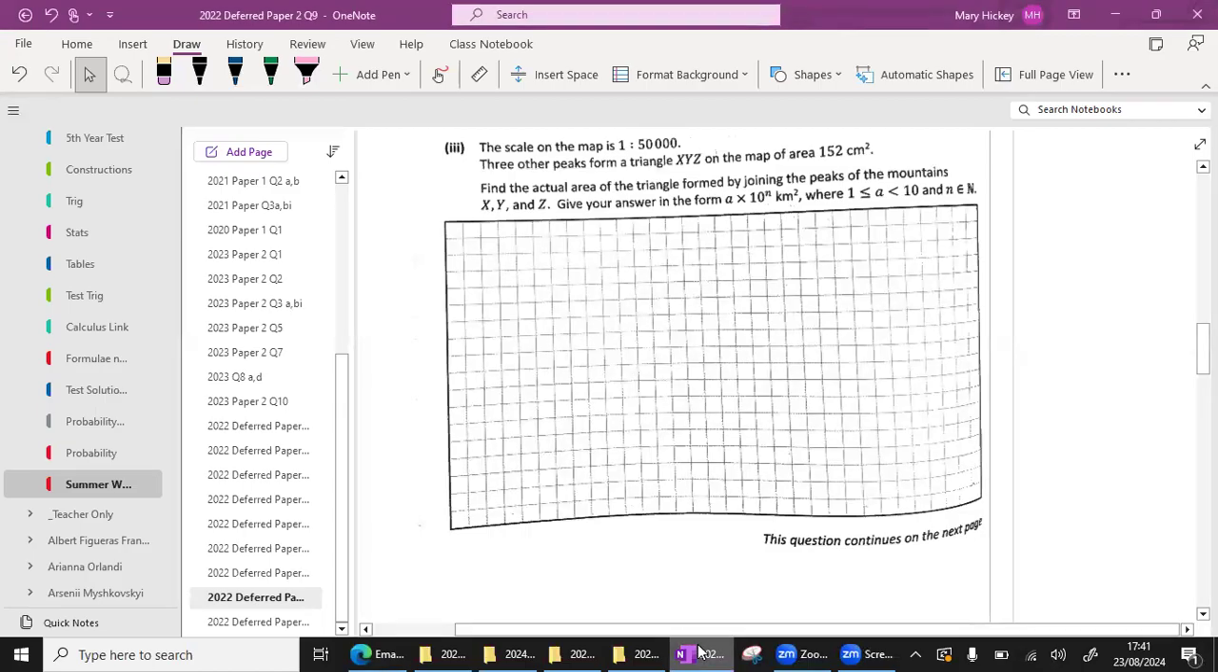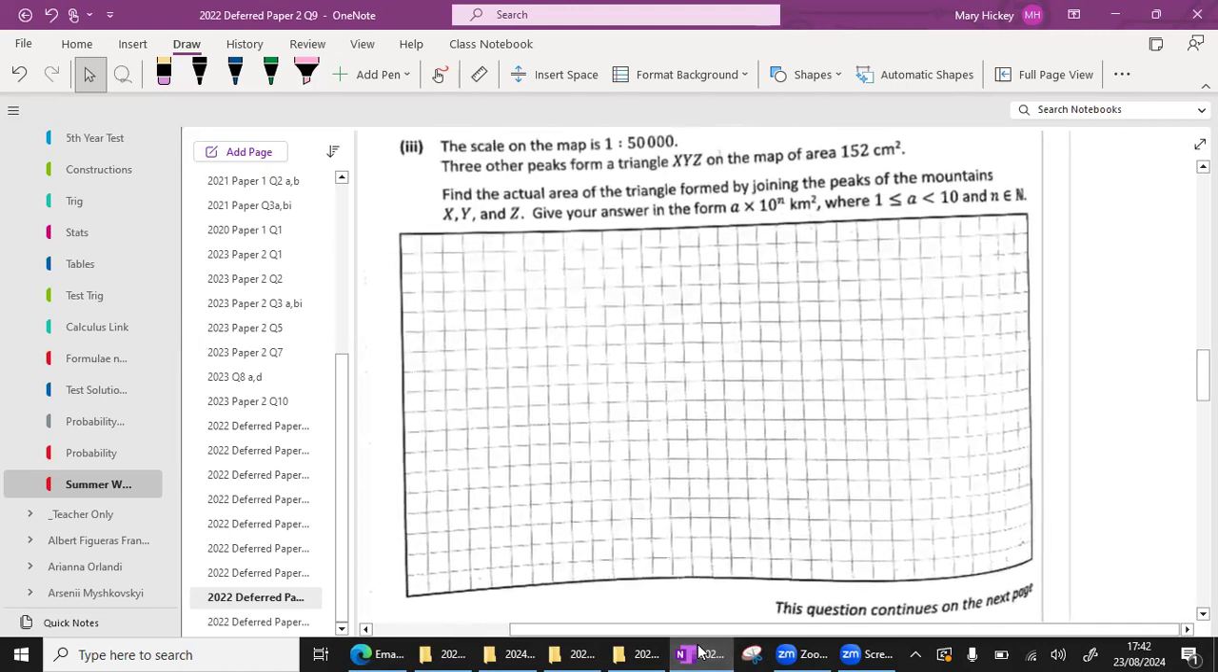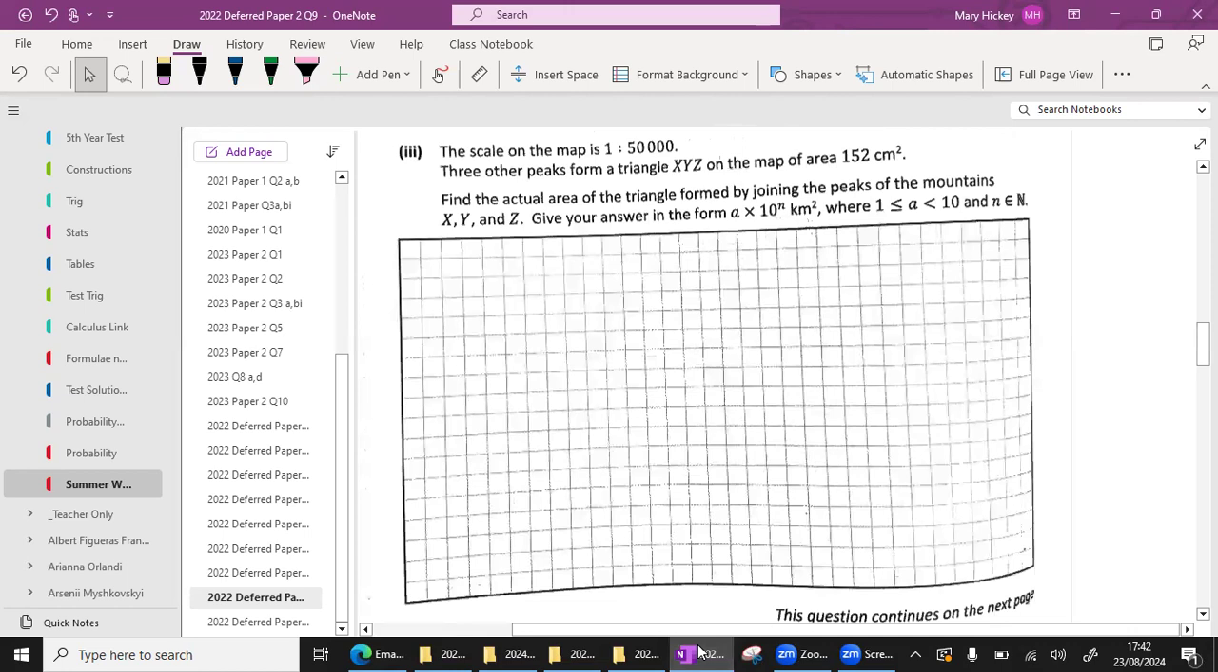2022, Paper 2 Deferred, question 9, part 3. That's where we stopped. So the scale on the map is 1:50,000. Three other peaks form a triangle XYZ on the map of area 152 centimeters squared. Find the actual area of the triangle formed by joining the peaks of the mountain X, Y, and Z, and give your answer in the form A times 10 to the power of n kilometers squared. And then they basically want us to write it in standard form or scientific notation.